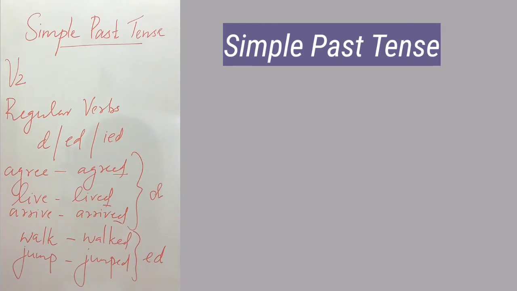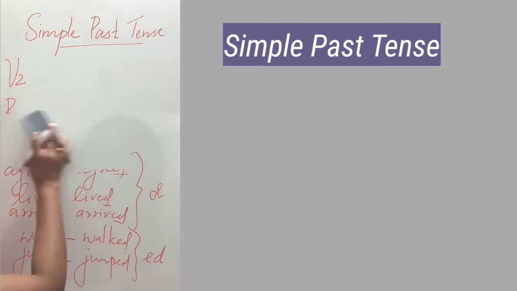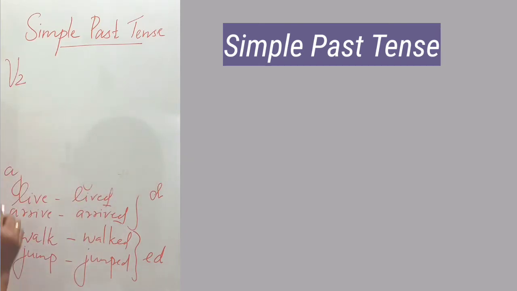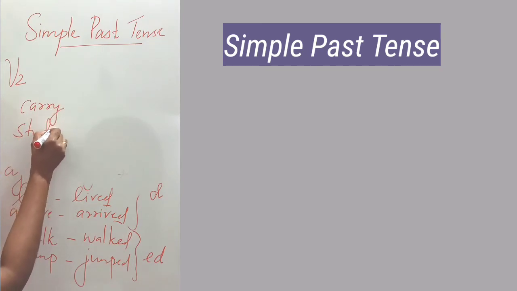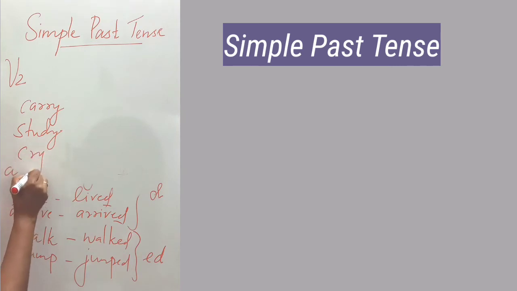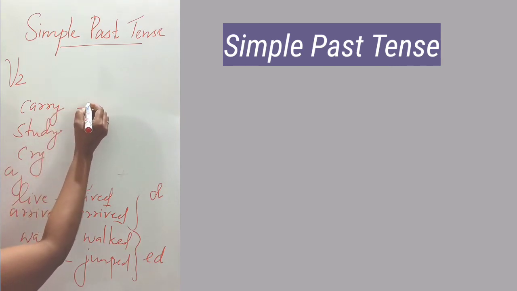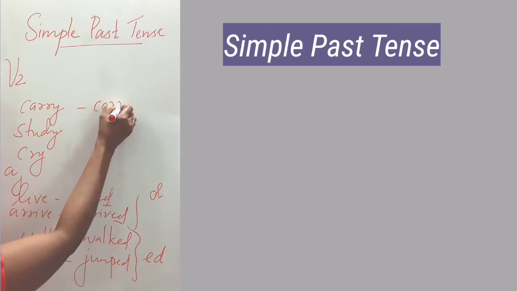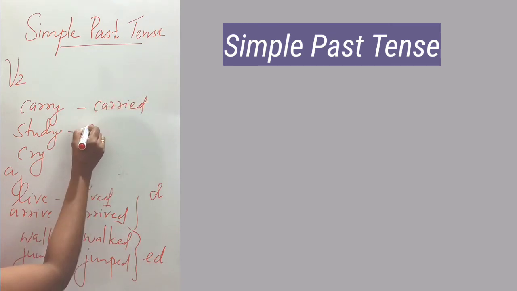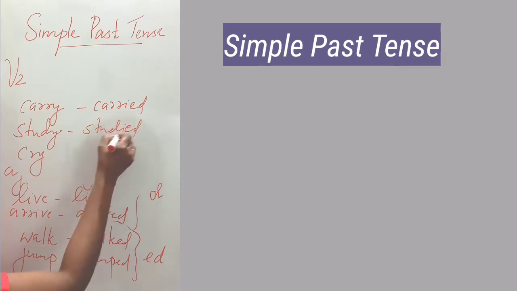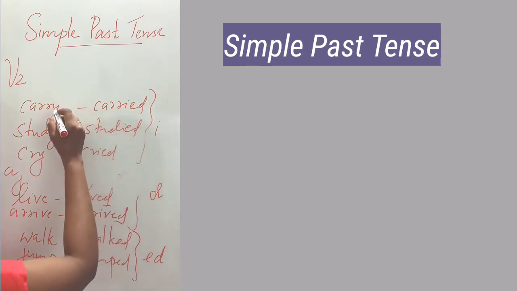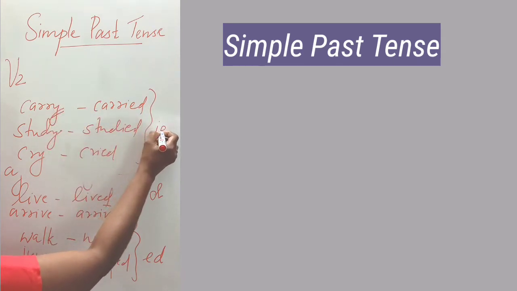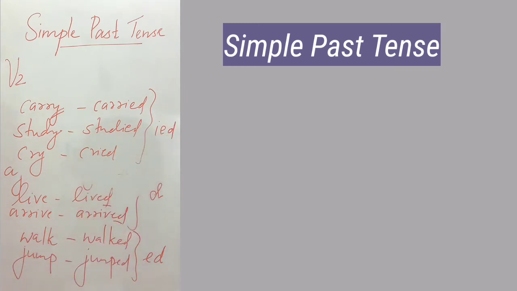In some words ending with y, such as carry, study, cry, etc., here we change this y to ied: carried, studied, cried. Here we add ied by changing y to ied. These types of verbs are known as regular verbs.